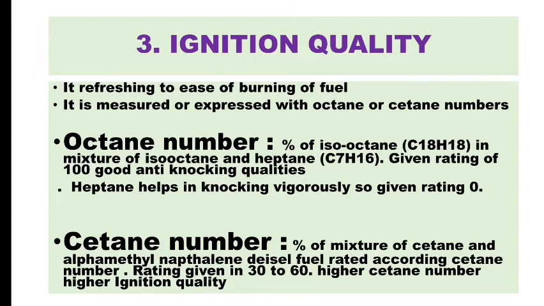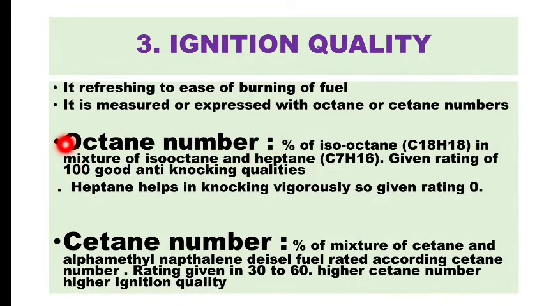Again, the octane number is the percentage of isooctane. So guys, remember the formula of isooctane. Isooctane's formula is C18H18. It is a chemical formula, so 18 will be expressed as a subscript. So C18H18 is the formula of isooctane, and it is present in the mixture of isooctane and heptane. It is mostly considered for petrol engines or petrol fuel.